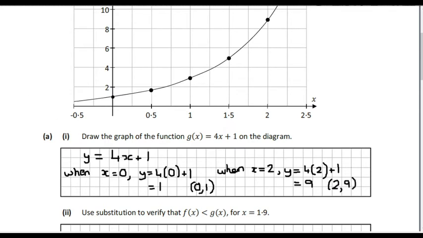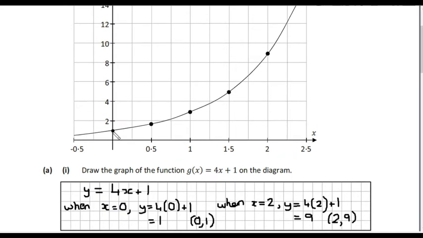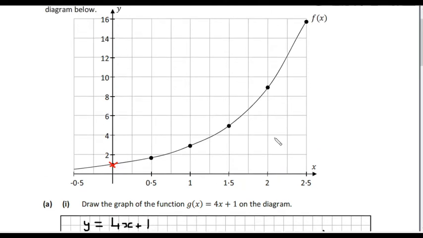Now, (0, 1) is actually the same point as that. So that's going to be 1 point on my line. And the other point is (2, 9). So (2, 9) is actually that point there as well, as it happens. So we've chosen the 2 points that lie on the curve as well. So all we now have to do is draw a line through those 2 points. So you'll be getting a ruler here and just drawing a line through them both. So I'll try and do that now.